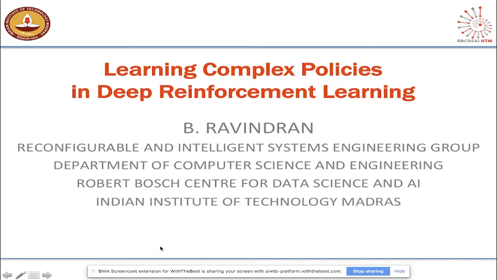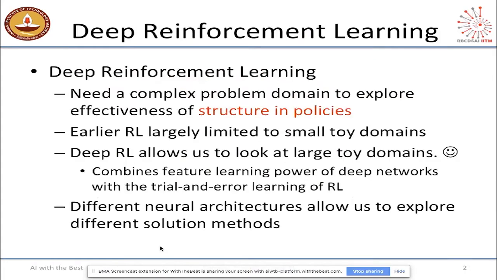So today I'm going to be talking about some of our recent work on learning complex policies in deep reinforcement learning. Many of you are familiar with reinforcement learning, and one of the major challenges is that you really need to be able to solve complex problem domains to explore the kind of learning challenges that humans face, in particular how we learn structured solutions to problems, and to explore the effectiveness of such structure in policy space. So we need to work in really complex domains.